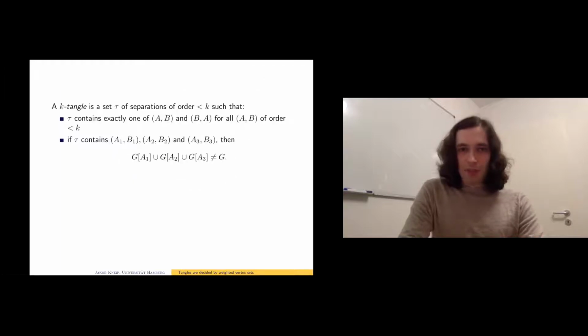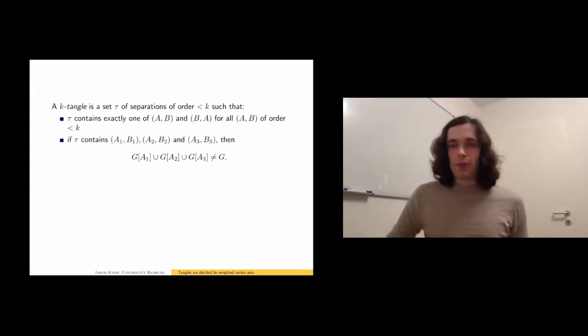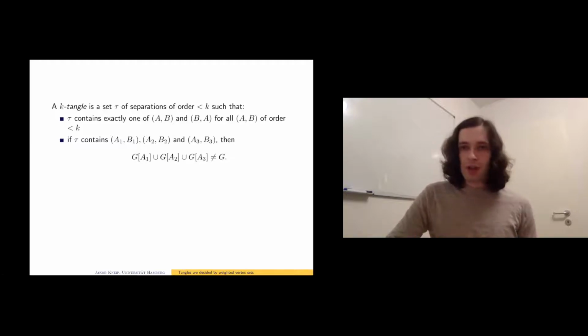The second thing that we ask of our tangle is that whenever you have three separations in your tangle, then their three small sides together do not cover the entire graph. In other words, the big sides have to obey some sort of filter property here, which we phrase as: no three small sides may cover G.